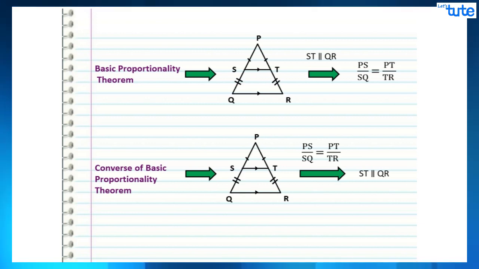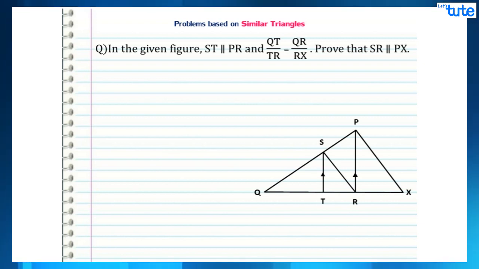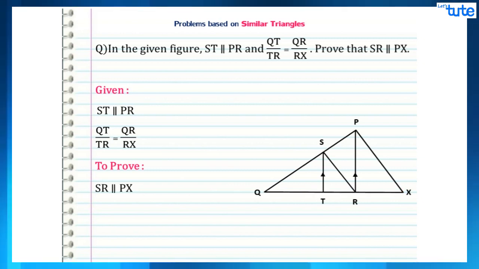QR. The first question says, in the given figure, ST is parallel to PR and QT upon TR equals QR upon RX. Prove that SR is parallel to PX. Here, in this question, we are given two things. First, ST is parallel to PR, and second, QT upon TR equals QR upon RX. And we've been asked to prove that SR is parallel to PX.